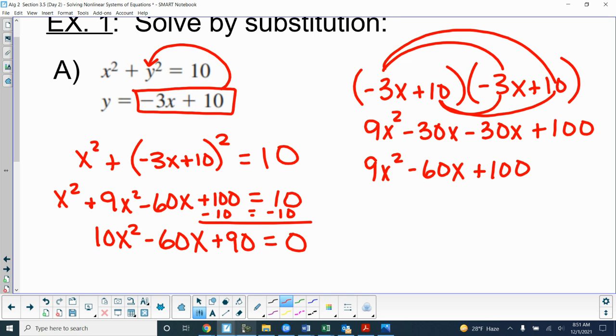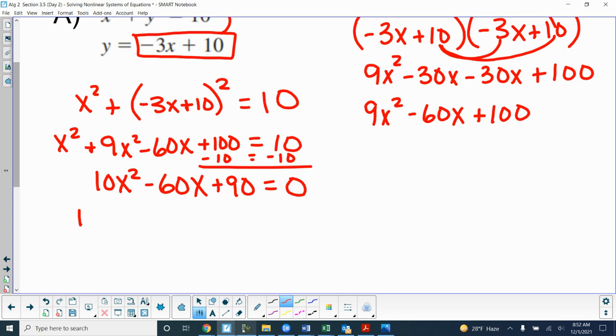Now we've learned a bunch of different ways to solve the quadratic equation. We've learned factoring. We've learned completing the square. We've learned graphing. We've learned the quadratic formula. At this point, you can do it however you want. Okay? I like to try to factor first. That's because I do that a lot. All right? Do you see a GCF? Yeah, 10, right? So I'm going to take a 10 out of each one. And then I get x squared minus 6x plus 9.